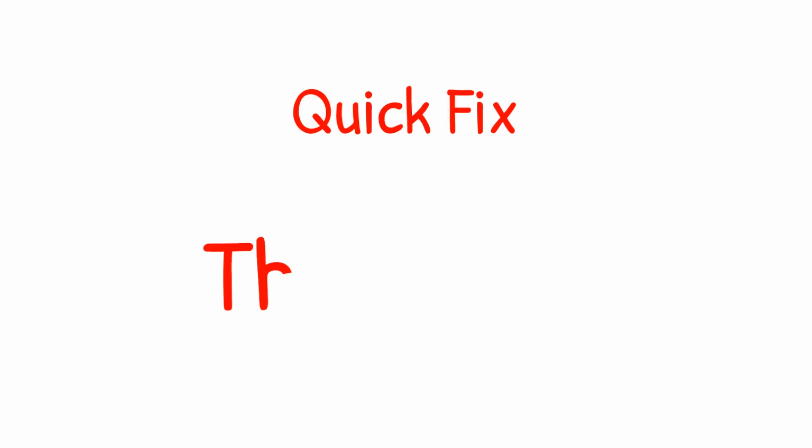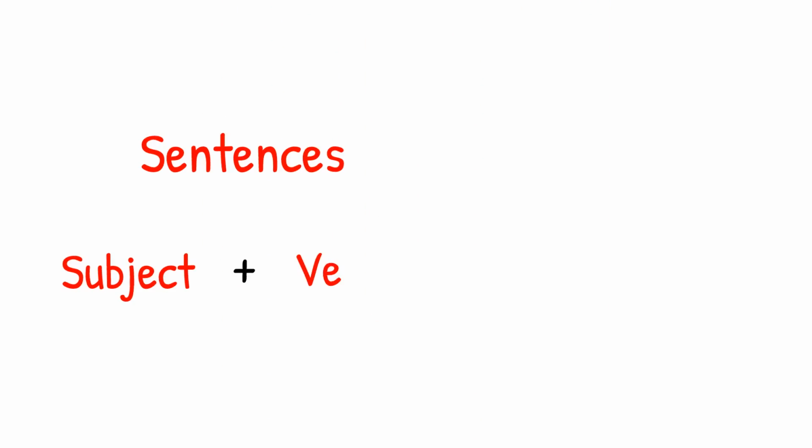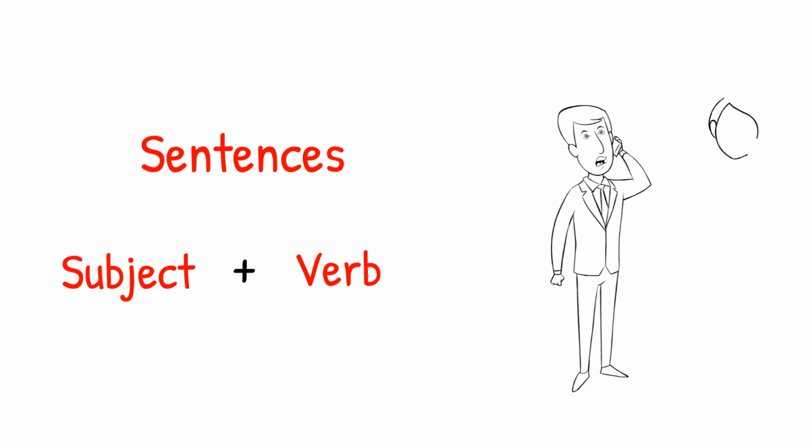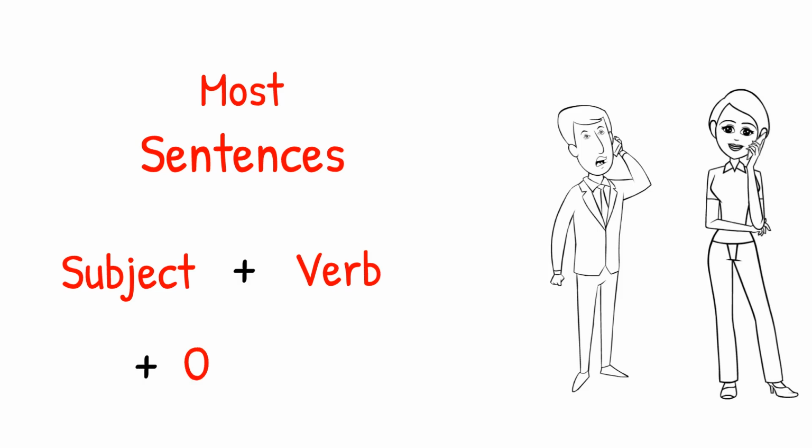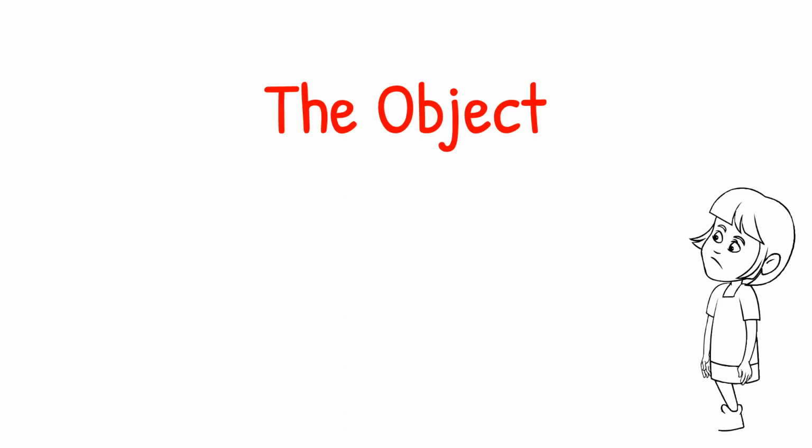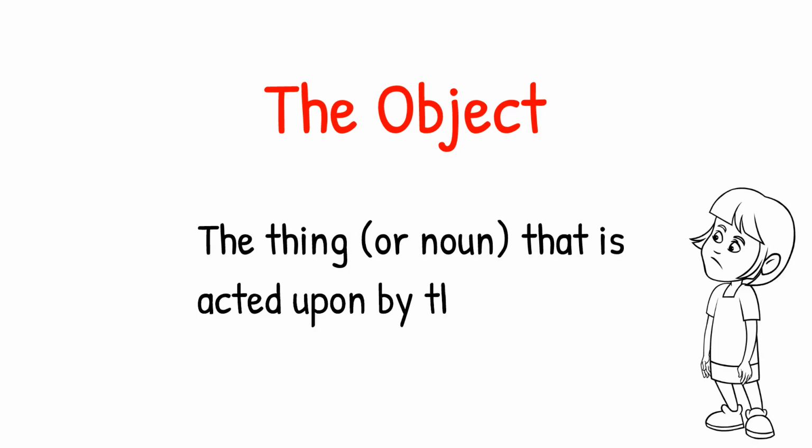In this video, we're going to look at the object. We know that sentences can be as simple as a subject and a verb. That means that things as short as "he said," "she said," or "they ate" are sentences. But more often than not, your subject will be doing an action to something else. That something is called the object. Put more technically, the object is that thing or noun that is acted upon by the subject.